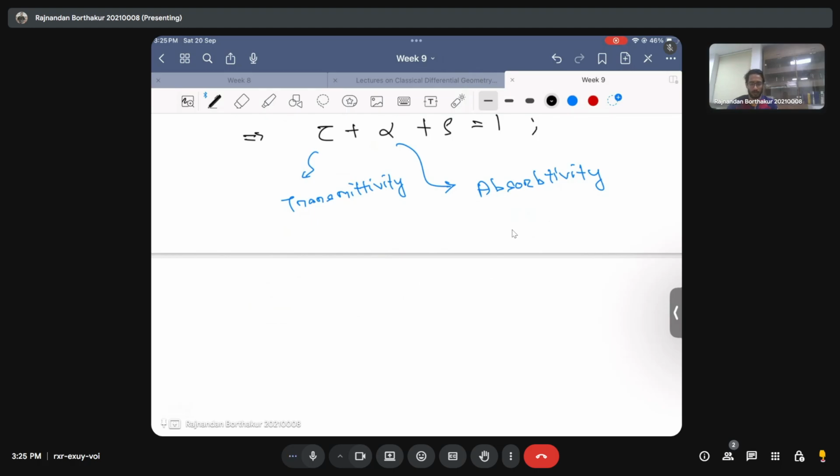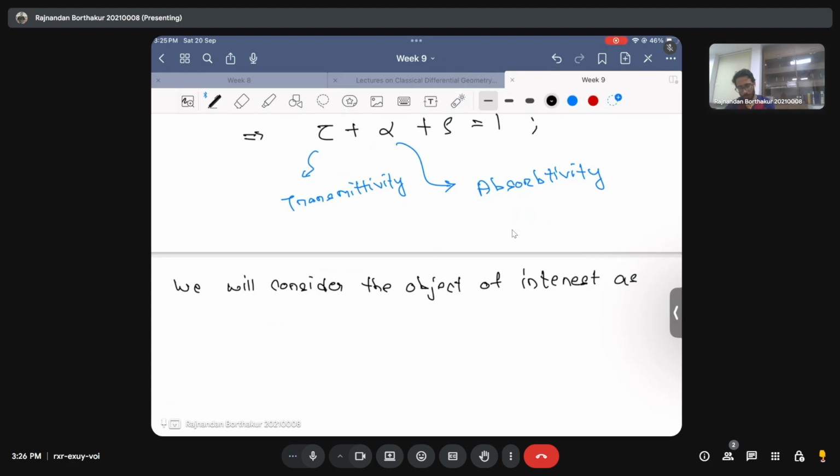Now, in this course, what we will basically assume is that we will consider the object of interest as opaque, and this implies that tau is basically equal to 0.